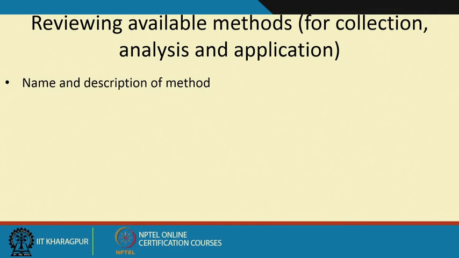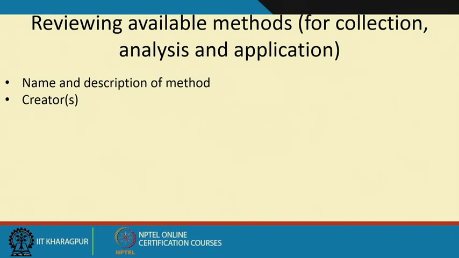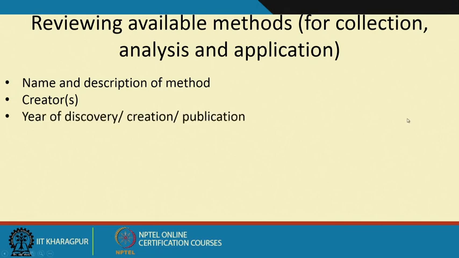You write down the name and description of each method, various parameters on which methods can be reviewed. One is, of course, you write down the name and description of the method. Then you talk about who created that method, who put that method in place, who came up with that method, the year of discovery or creation or publication of that method.